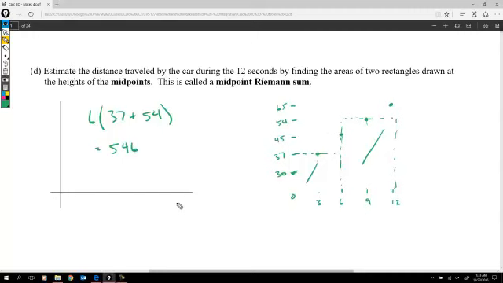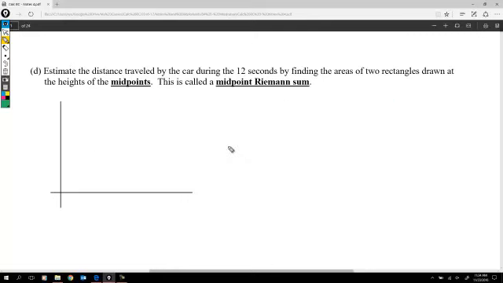So notice the kind of numbers we got. For my left Riemann sum, I got a very low number. For the right, I got a very high number. For the midpoint, I got something right about in the middle. You can probably guess which one is the best estimate. It's going to be the midpoint one, probably the best estimate.